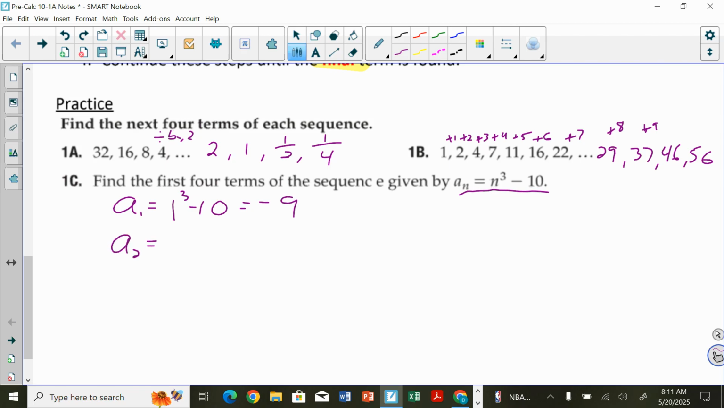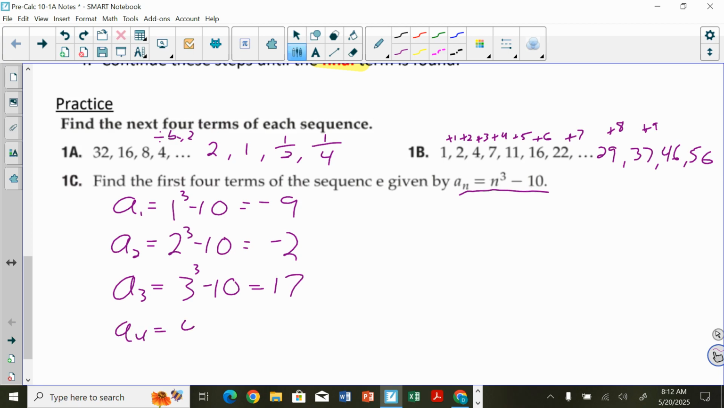Look at the next one, a sub 2. So in this case, I'm going 2 cubed minus 10, which then would be 8 minus 10, which is negative 2. Third term here, we would go 3 cubed, substituting that in for n. 3 cubed minus 10, well, that would be 27 minus 10 is 17. And then the fourth term here would be 4 cubed minus 10. So 4 cubed is 64 minus 10 would be 54.